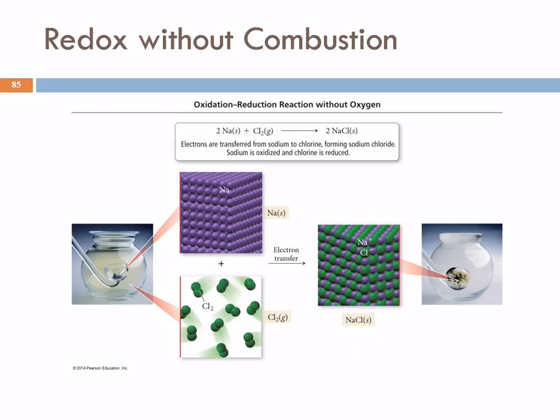How does sodium become an Na+ ion? It loses an electron, right? How does chlorine go from being Cl2 with no charge to being Cl-? It gains an electron. So there's a transfer of electrons from the sodium atoms to the chlorine atoms, and that's an oxidation-reduction reaction.